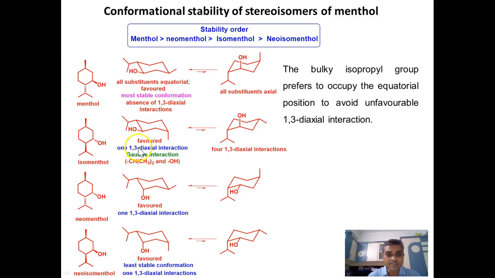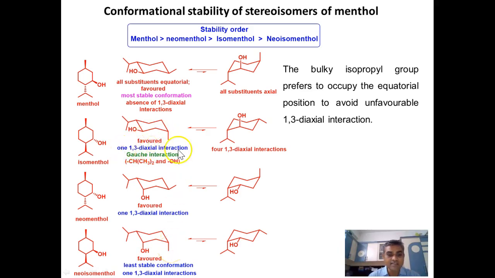So in all these cases, we have written the isopropyl group in the equatorial position, and accordingly we have adjusted the positions of the methyl as well as the OH. In menthol, all the substituents are equatorial, whereas in the remaining, at least one substituent is axial. In isomenthol and neomenthol, there is only one axial substituent, whereas in the case of neoisomenthol, we have two bulkier substituents which are axial with respect to each other.